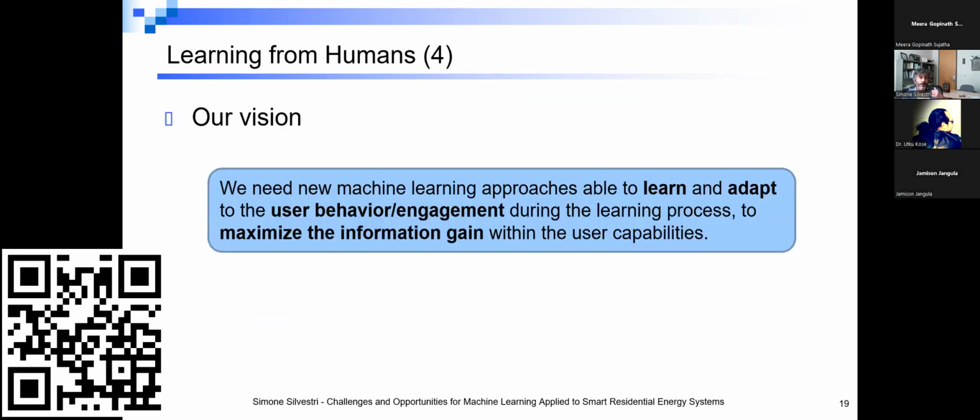So what we want to do here is to design new machine learning approaches that can learn and adapt to the user behavior and engagement during the learning process, while at the same time maximizing the information gain and, basically, the accuracy of the inference capabilities of the model that you are designing.